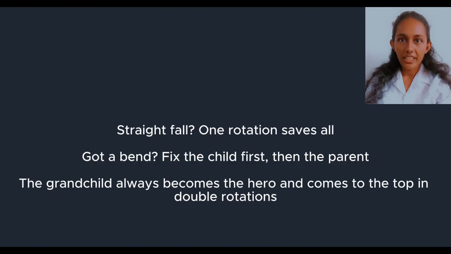To summarize, think of it like this. Straightforward, one rotation saves all. Got a bend? Well, fix the child first, then the parent. And remember, the grandchild always becomes the hero and comes to the top of a double rotation. And that's how AVL trees heal themselves and stay balanced, fast and also smart.